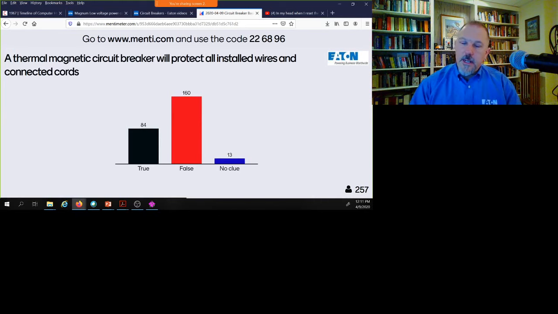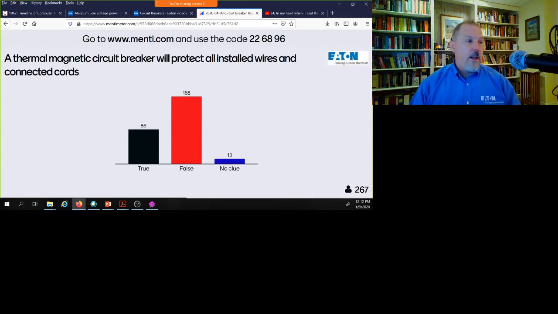A thermomagnetic circuit breaker is designed to protect the wire that's connected to it. Once you get to connected cords, if you think about it, just think about whatever it is that you're plugging in. Look at the cord that you're plugging in. If you have a 20 amp circuit, that cord you're plugging into that receptacle is not 20 amps worth of conductor.